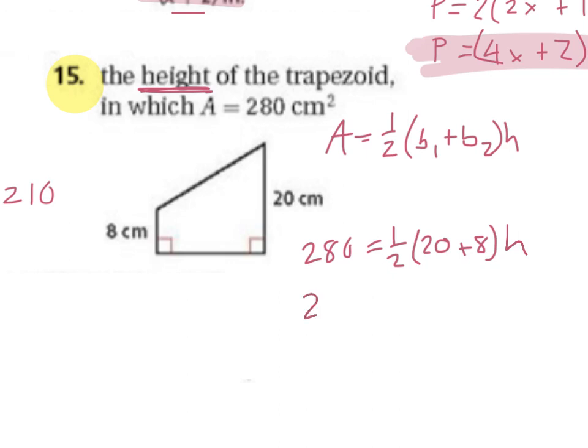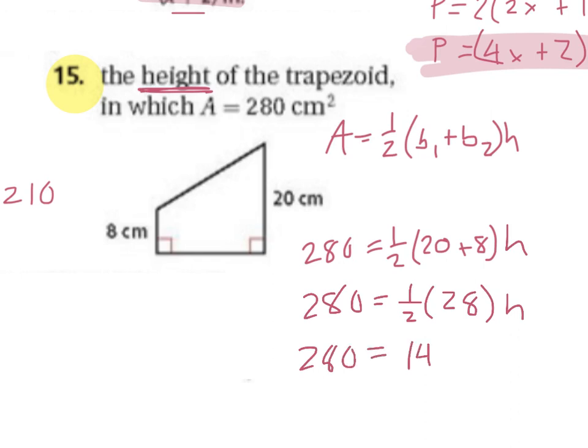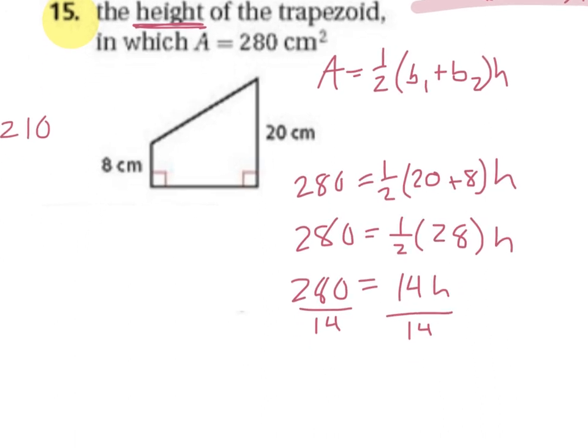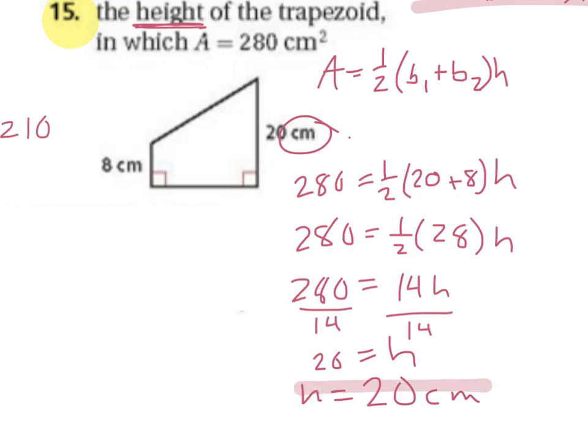So we're going to work with what's inside the parentheses first. So we have 28, and then we need to multiply that by 1/2, which gives us 14, and then we just divide both sides by 14. So 280 divided by 14 gives us 20 is equal to h. So this h is going to be 20 centimeters. Since the problem gives us centimeters, our answer needs to have centimeters.